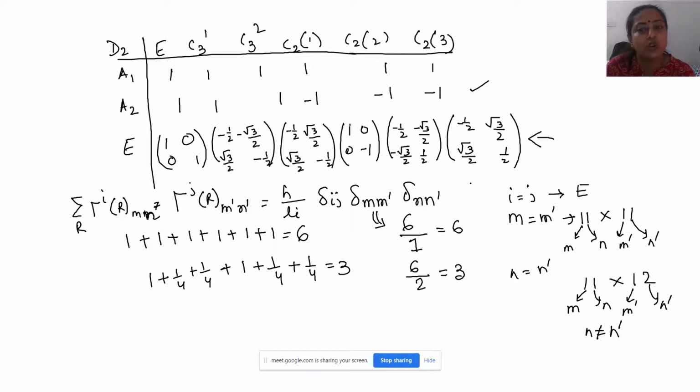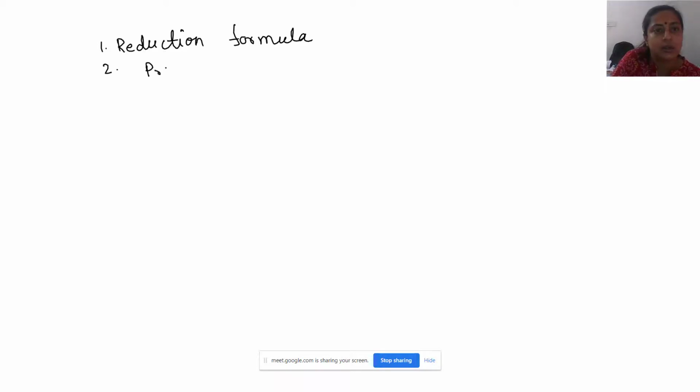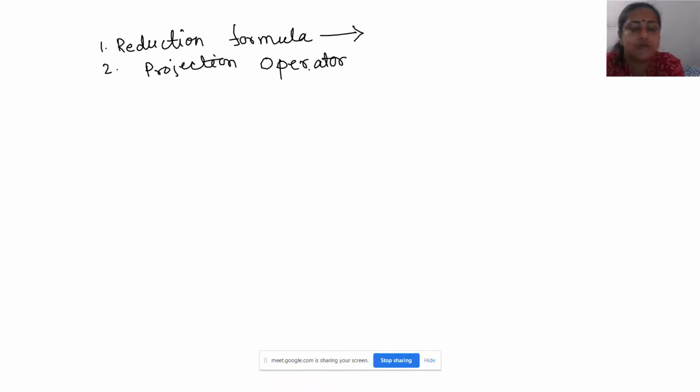This great orthogonality theorem actually gives us two gifts of the group theory. One is the reduction formula. The other one is the projection operator. Today we are going to discuss the reduction formula.